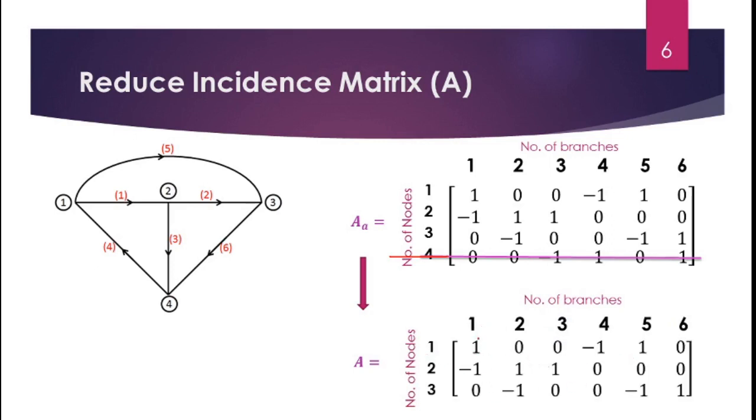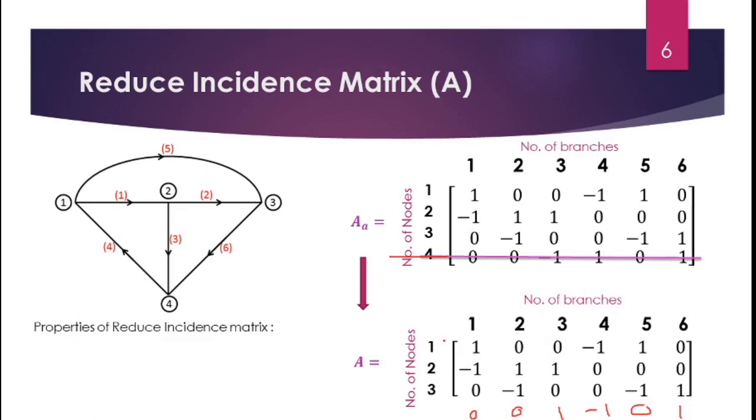You can cross-check the column addition, the algebraic sum of elements present in each column. So 1 minus 1, that is 0, fine. First is 0, second column addition is 0, third column addition is 1, it is non-zero. Fourth column addition is minus 1, it is non-zero. Fifth column addition 0, sixth column is 1. So you may find that out of these 6 columns, 3 columns have non-zero summation values. That's why we can say it is a reduced incidence matrix.